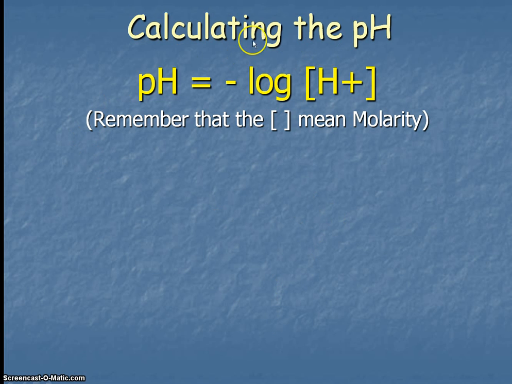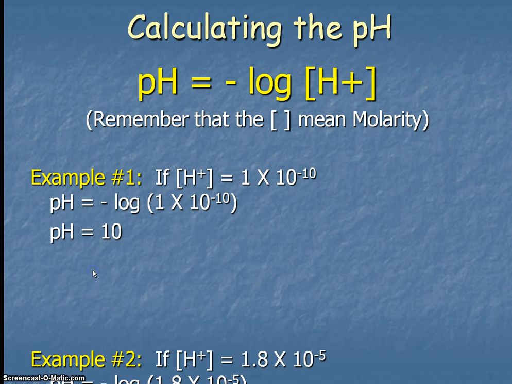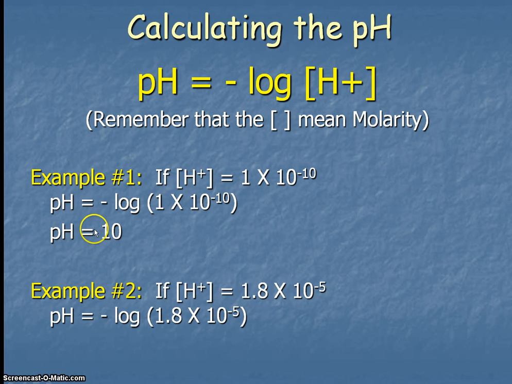Now to calculate the pH, remember pH equals minus the log. The p just means minus the log of whatever you're doing. Remember that concentration means molarity, and molarity was moles per liter. If the hydrogen concentration is 1 times 10 to the minus 10, then pH is minus the log of this, which would give us 10. Then we can easily find from that the pOH, which would be 4, and the concentration of hydroxide, which would be 10 to the minus 4.